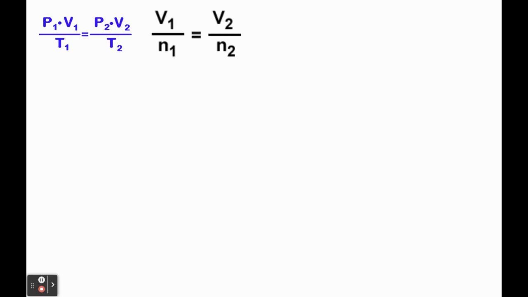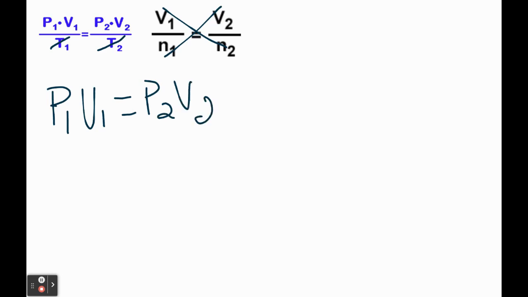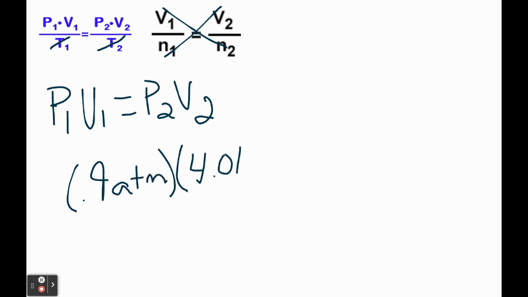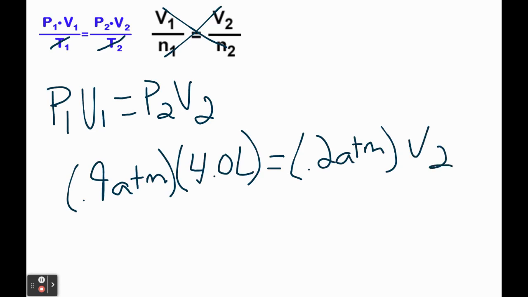So looking at our equations again, we know it's not this equation because there's no moles. And we know we need to drop temperature from this equation because there's no temperature mentioned in the problem at all. So we're going to use P1 times V1 equals P2 times V2. So plug in your variables. 0.9 atm times 4 liters equals 0.2 atm times V2. So when you solve for V2, you should get 18 liters.